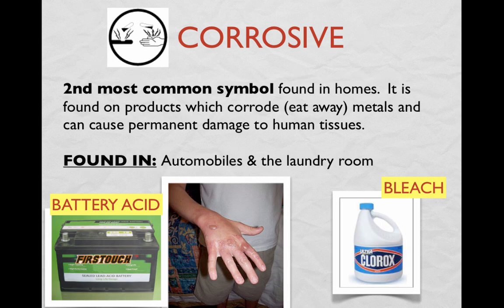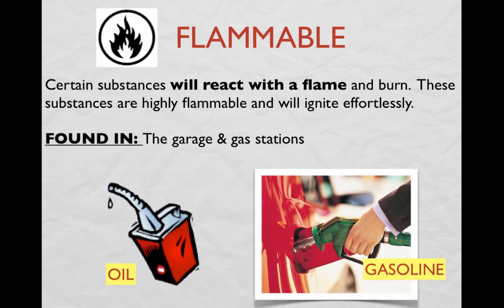Corrosive is the second most common symbol found in homes. It is found on products which corrode, so eat away metals, and can cause permanent damage to human tissues. It is found in automobiles in the form of battery acid and also within the laundry room, so bleach.